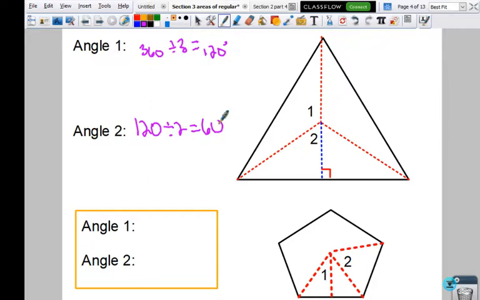Now I want you to find angle 1 and 2 in this pentagon right there.